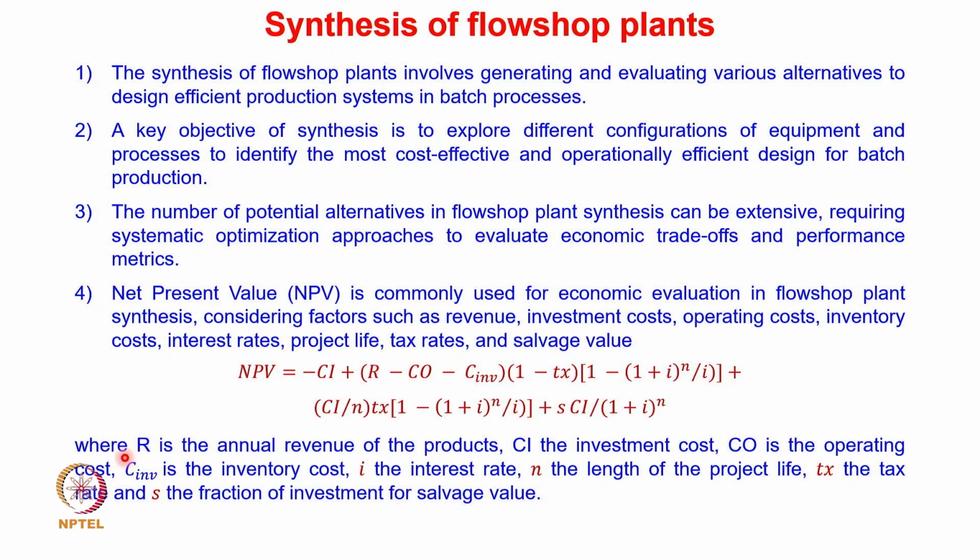Here R is the annual revenue of the products, CI is the investment cost, CO is the operating cost, C_INV is the inventory cost, I is the interest rate, N is the length of the project life, TX is the tax rate, and S is the fraction of the investment for the salvage value. With this, we can calculate the net present value for different alternatives, and based on that, we can select the best alternative of the flow shop plant.